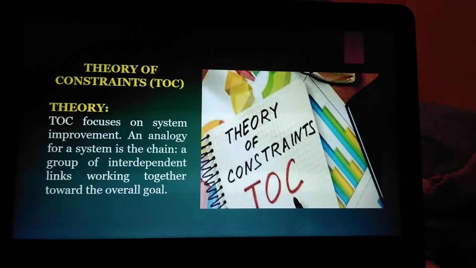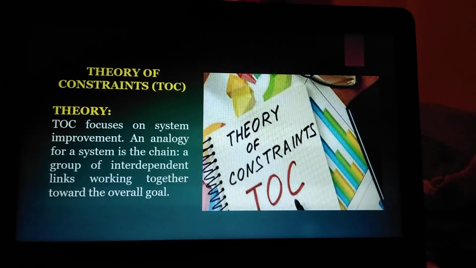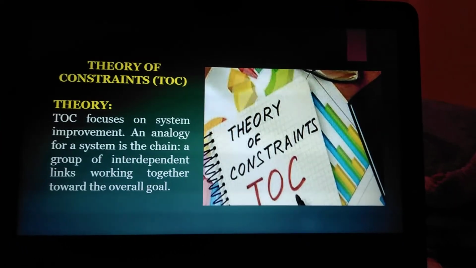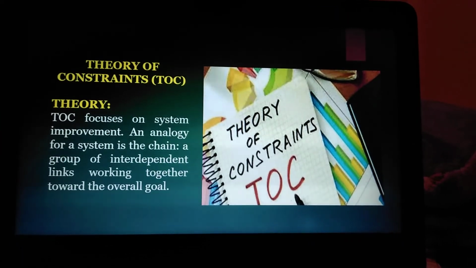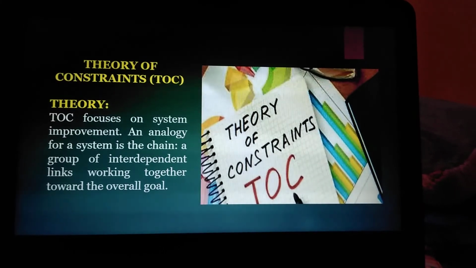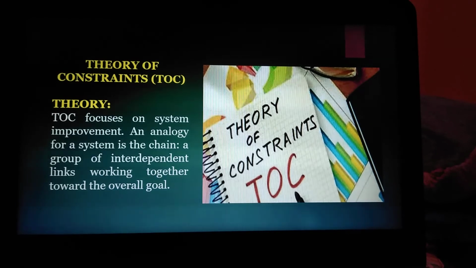Theory of constraints. TOC is focused on system improvement. The analogy for a system is the chain, a group of interdependent links working together toward the overall goal.